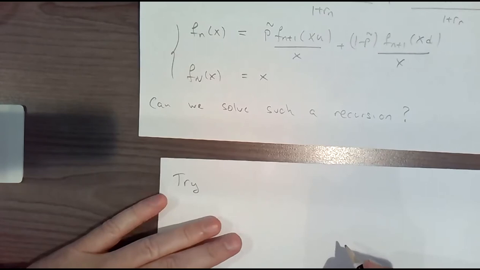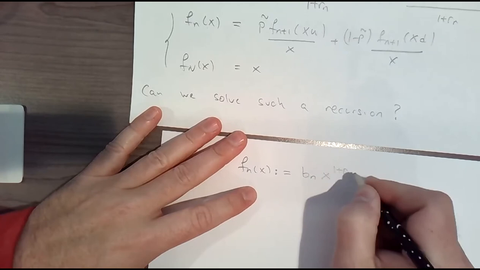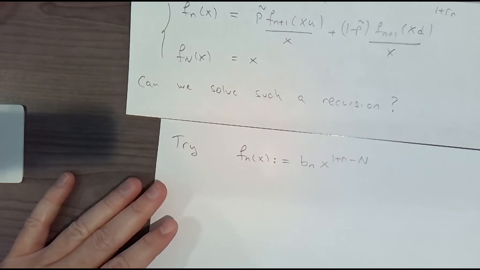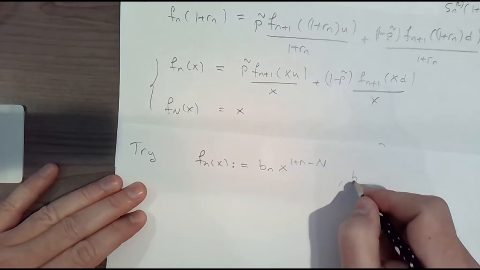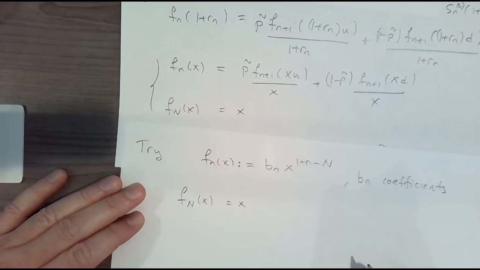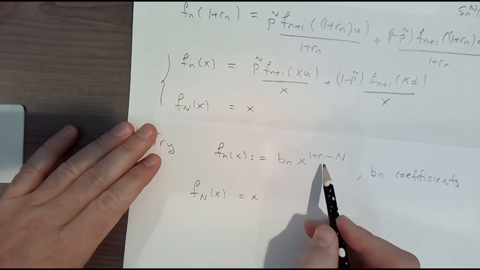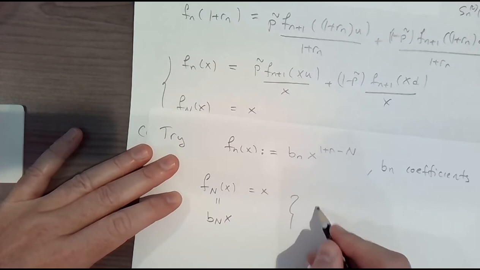Let's try Fn of x to be Bn times x to the power 1 + n − N. See if we can get this to work. So we have to determine what these Bn's, the coefficients, are. If I want F capital N of x to be x, and I take little n to be capital N in the formula, you're going to get x here. So this is equal to B capital N times x. So I solve here, and I get that BN is equal to 1.